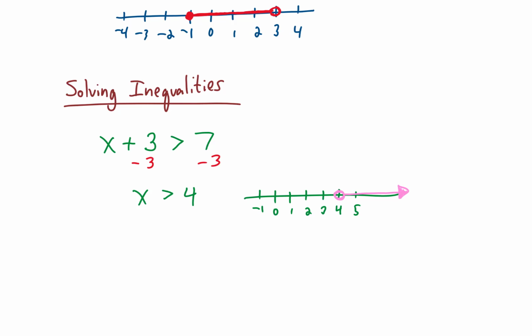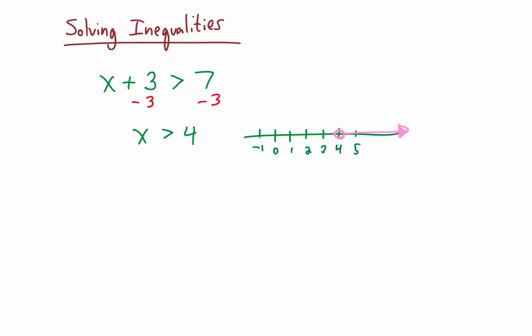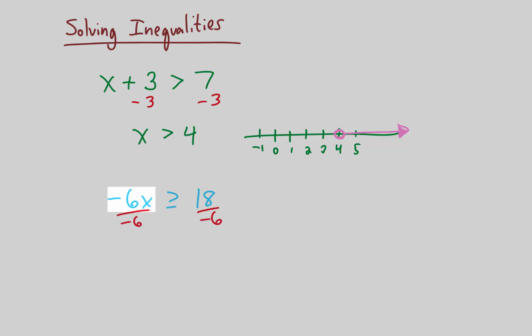Now, most of the time, solving inequalities is exactly like solving equations, but here's an example where we have to do one thing a little bit differently. If we have negative 6x is greater than or equal to 18, what we would need to do to isolate x is divide both sides of this equation by negative 6. That's because this x here is multiplied by negative 6, and we need to get rid of that multiplication. So on the left, x would now be isolated by itself. On the right, 18 divided by negative 6 is negative 3.